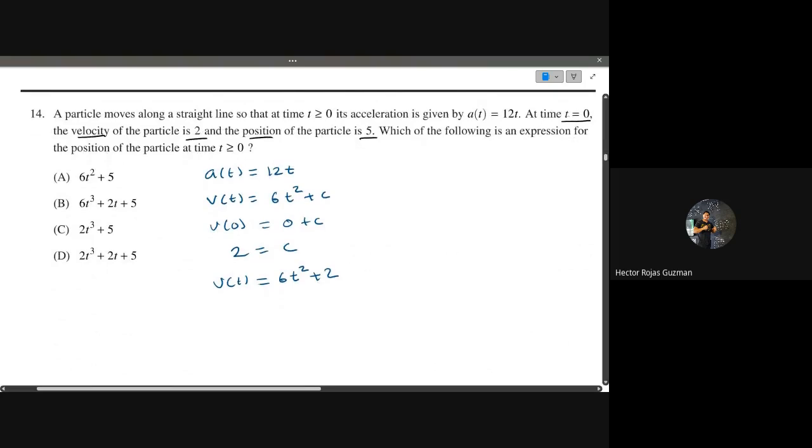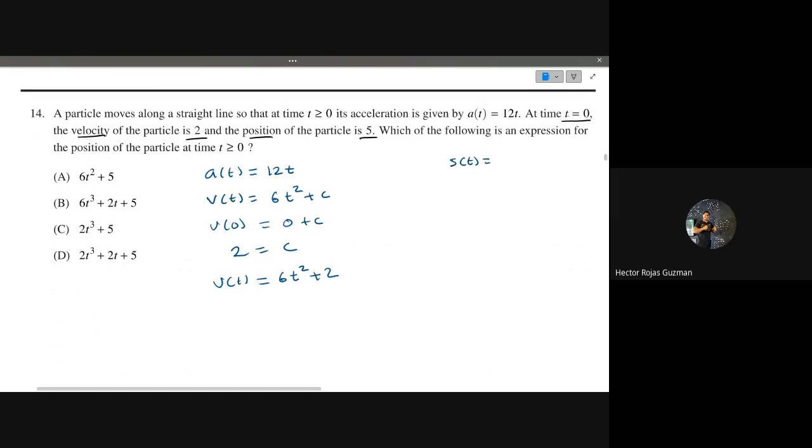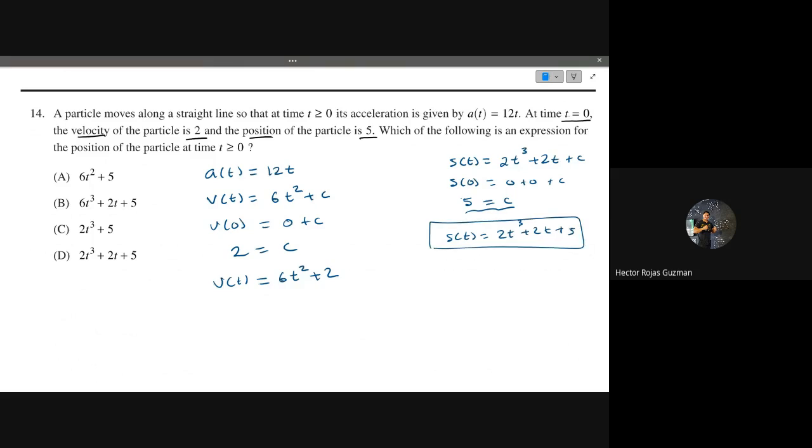Now from the velocity equation, I can go ahead and find the position function by finding another antiderivative. So now I have 2t cubed plus 2t plus c. Once again, we plug in the initial condition. And the position of the particle is 5. So my position function is 2t cubed plus 2t plus 5. There we go. D.